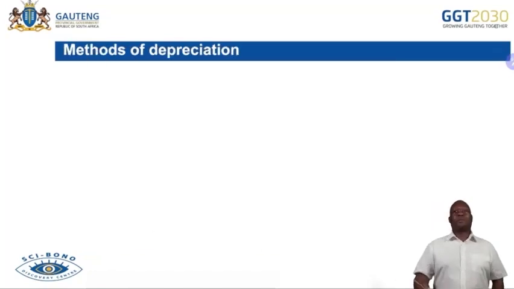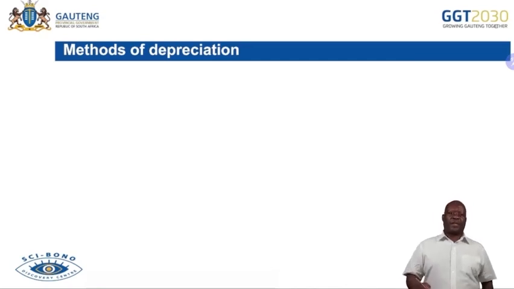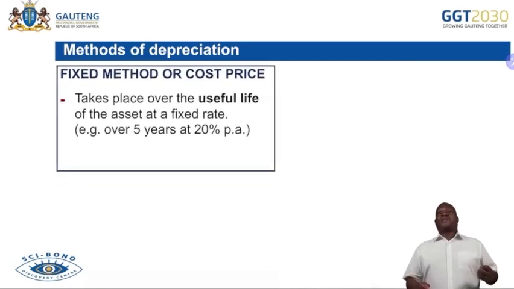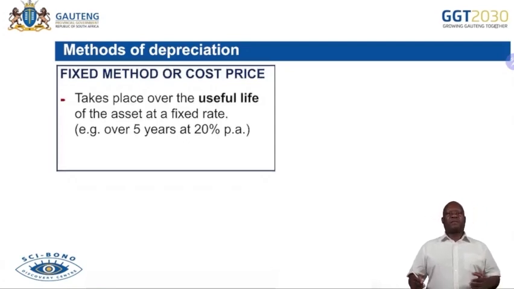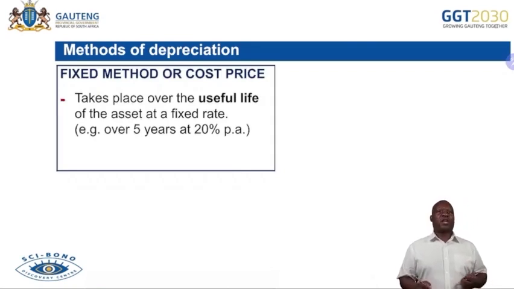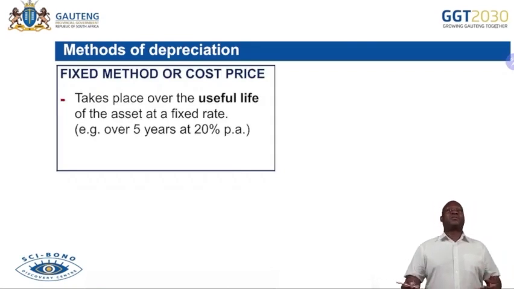Now, let's look into the methods of depreciation. We have got 2 of them. The first one is called the fixed method, or the cost price method. This is one of the easiest ones, which you as learners like most. Here we are just looking at the rate and the amount, the cost price. And the cost price is given in most cases, so it is very easy to calculate depreciation using the cost price method.